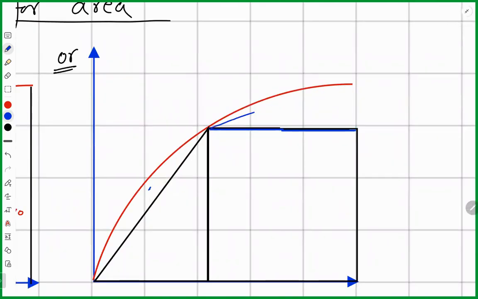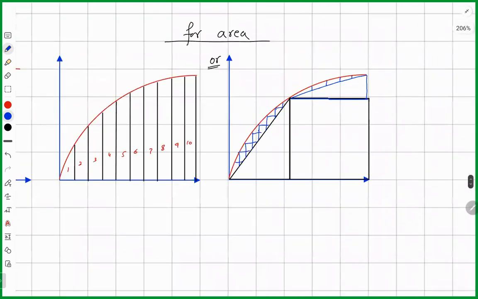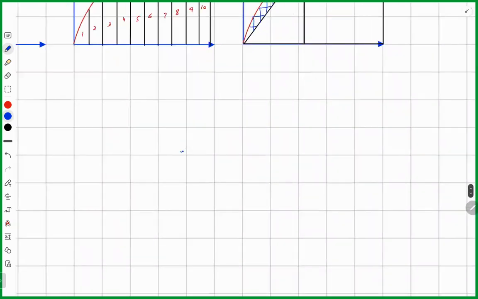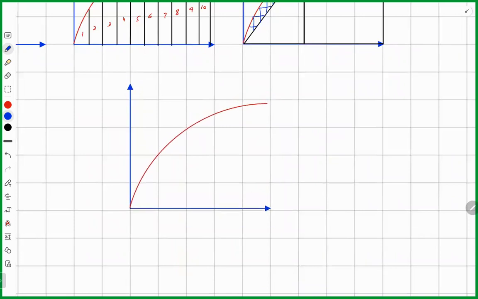And if it would be on a regular graph paper, you can always count the number of boxes in this region, and you can count the number of boxes here. How many boxes are there? And then you can find out what is the area of one box, and then multiply the number. So this is another way, and one very effective and very shortcut method is that you do this.